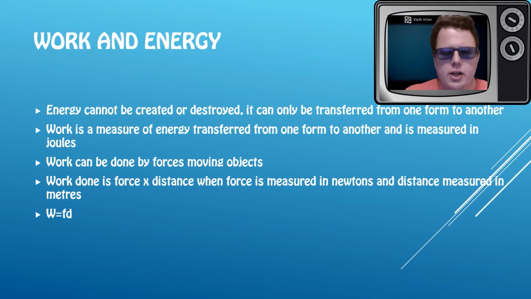Now work is a measure of energy, and we talk about work as being energy transferred. We measure that in joules, just like energy. The main way that work is done is by a force moving an object. So work done is force times the distance moved in the direction of that force. Force is measured in newtons and distance in meters. So we get the formula W = F d. Work is force times distance.